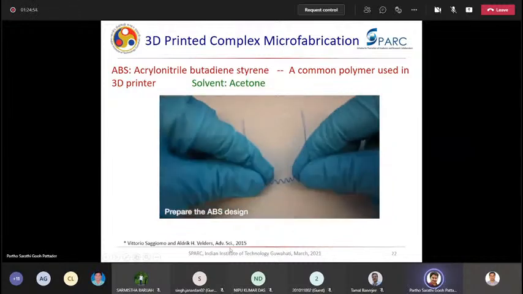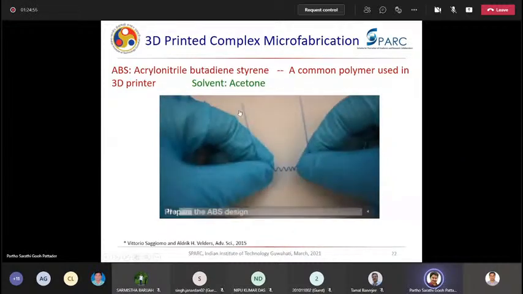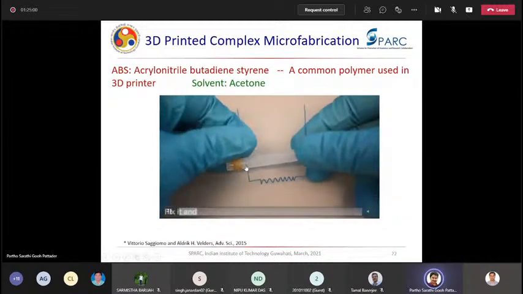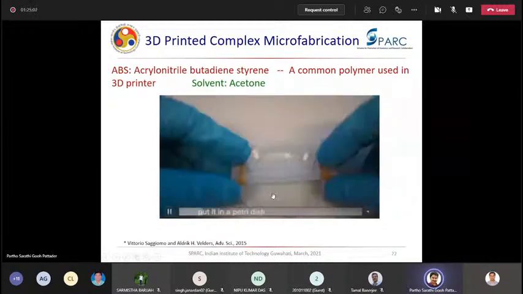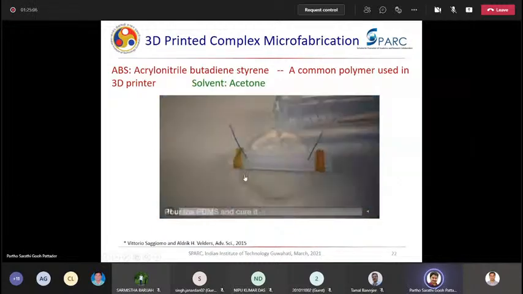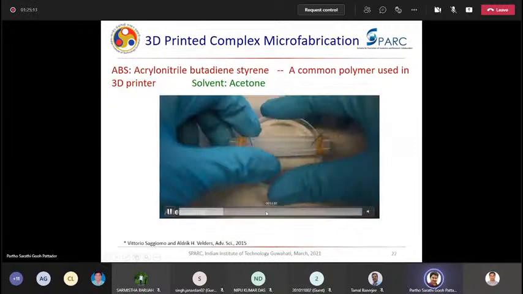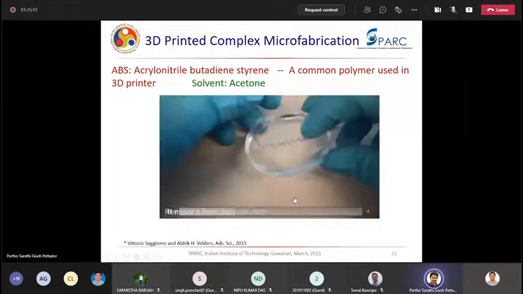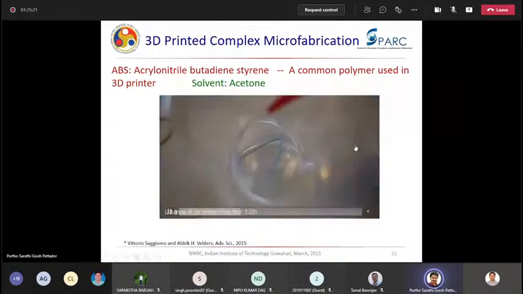So this is one ABS wire. You can see this blue colored one, and it is a spiral kind of shape. You take one petri dish and you hang this ABS wire, and you pour this PDMS and this cross linker together. Then you cure it at high temperature, and you take this out. So this is a PDMS with this ABS wire entrapped.